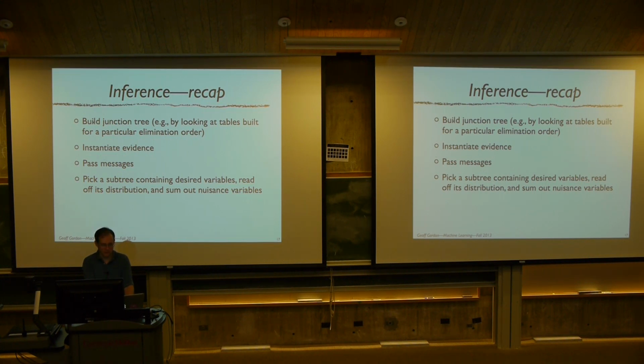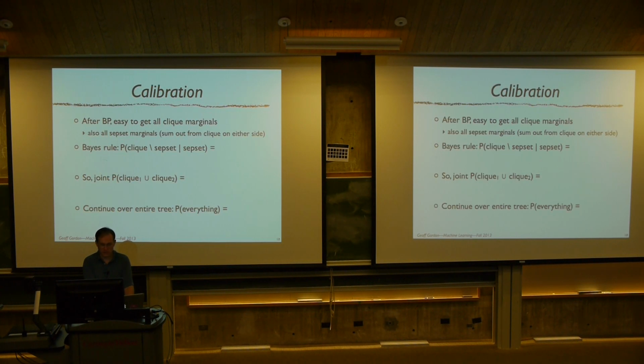So there are just a few more things that I wanted to mention. It was easy for us after belief propagation to get all of the clique marginals and also all of the marginals over separating sets. Because the separating set is a subset of the clique on either side of it, you can just sum out from either of those cliques, and you better get the same answer, because it's the same distribution. So by Bayes' rule, you can ask for the probability of all of the variables in a particular clique that are not in one of its subsets, the subset on some edge, conditioned on the variables in the separating set.